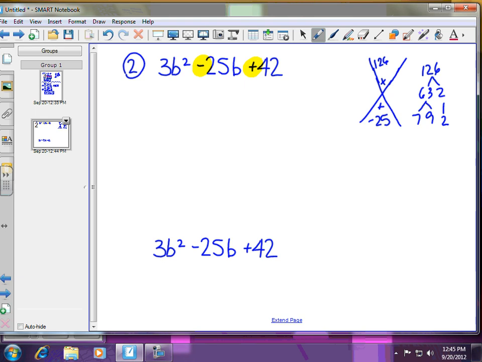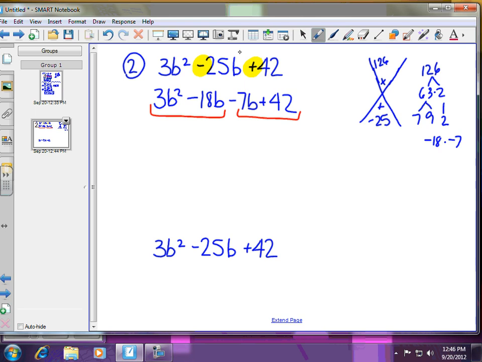So obviously 63 times 2 isn't going to work. So maybe 18 times 7. And 18, I know I need a sum of negative 25. So what about negative 18 and negative 7? That does add to negative 25. So I can go back to my problem and rewrite it, breaking out that common term into 18b and 7b. Then I can go ahead and do my little factor by grouping thing.